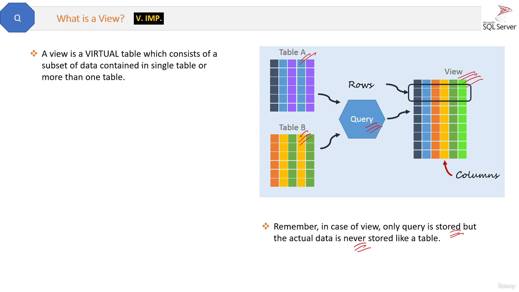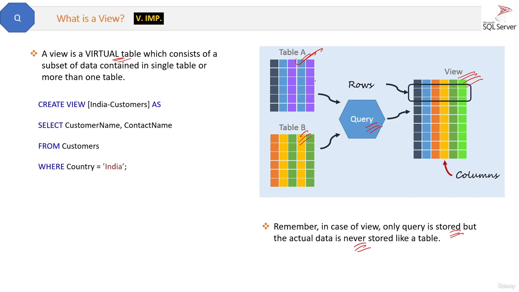A view is a virtual table which consists of a subset of data contained in a single table or more than one table. For a single table, a view can also be created by writing a query where only a few columns are selected. For example, if you have a table and you want to create a view with only 3 columns in it, you can create that with the single table.